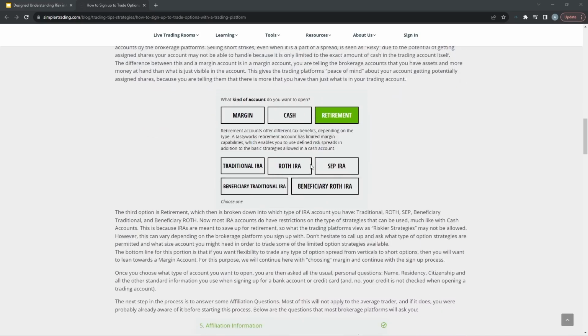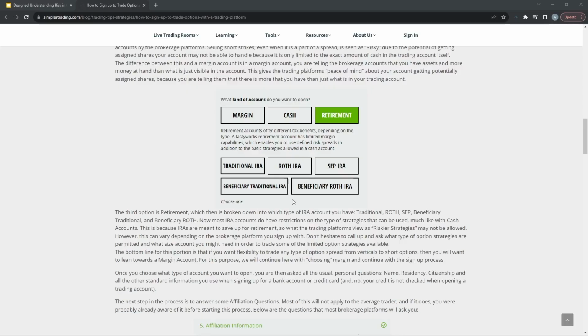The last type of account that a lot of people ask about is a retirement account, right? And this, of course, can be broken up across different types of IRAs: traditional, Roth, SEP, beneficiary. And certainly, if that's the route that you're going, where it can offer tax benefits depending on the type, then take a closer look at this document to go through some of those.